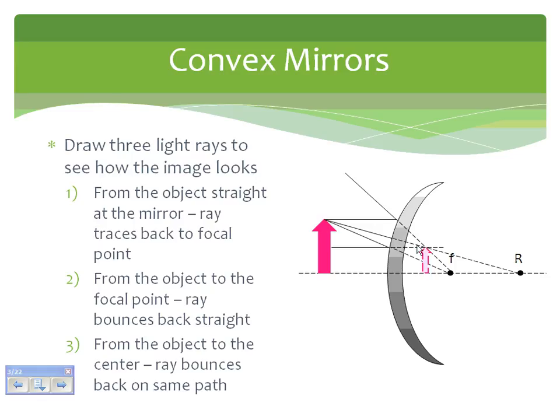Okay, image is always going to be smaller, it's always going to be upright, and it's always going to be virtual for a convex mirror. The size of it is going to be slightly different. The placement between it and the focal point is going to be slightly different depending on where the object is. But in this case, it's always going to end up looking just like this. And these three are always going to be the same: upright, smaller, and virtual.